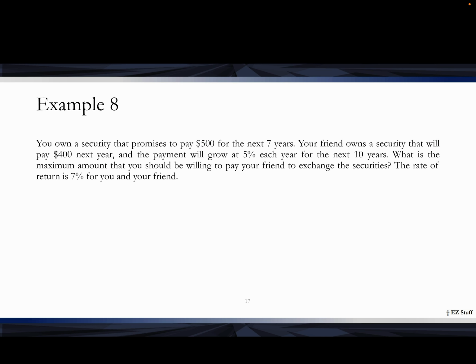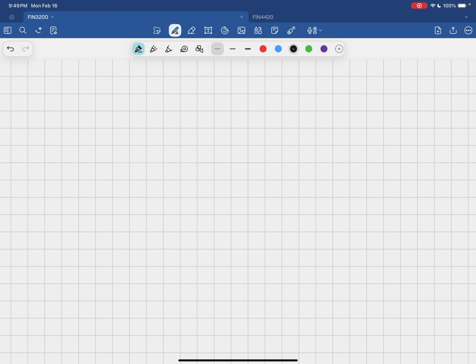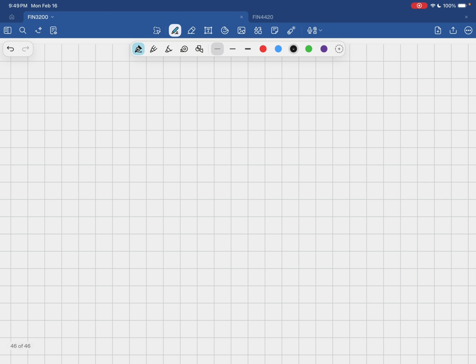So this one's a little bit tricky. It asks, what is the maximum amount that you should be willing to pay your friend to exchange the securities? So we're gonna find the value of your security first, and then find the value of your friend's security, both at time 0, and then we'll take the difference to figure out how much you should be willing to pay to exchange the securities. Okay, so we'll start by drawing the timeline.